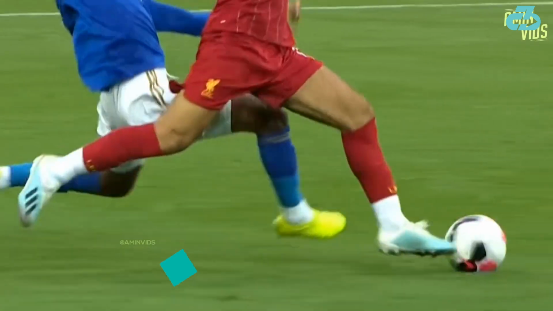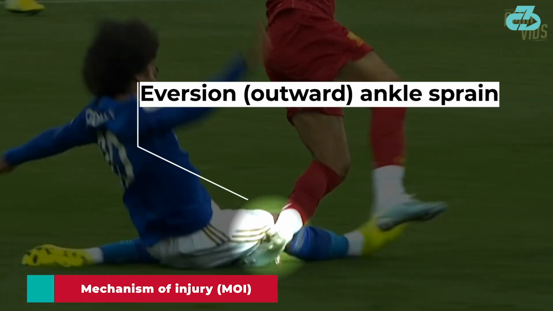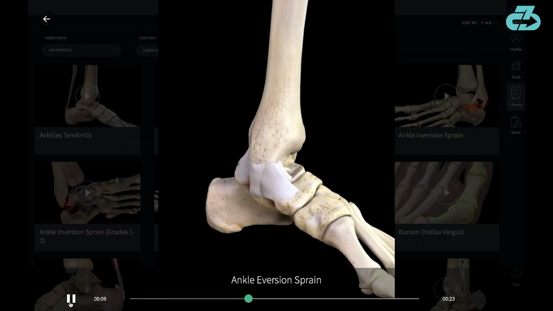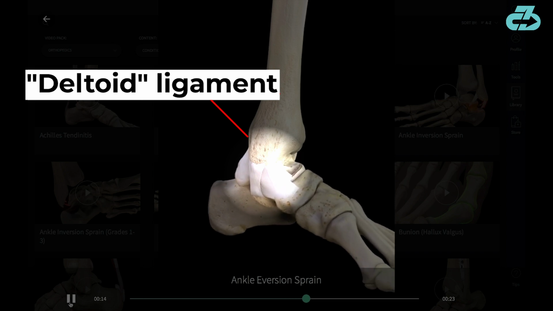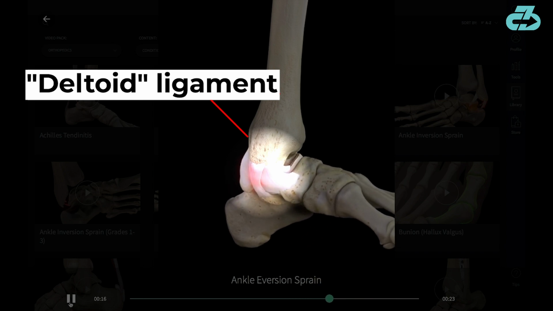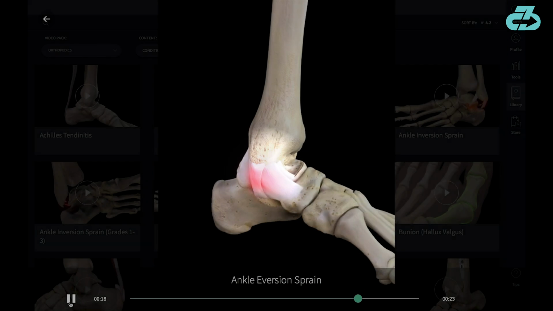An eversion or medial inner ankle sprain occurs when the ankle is forcibly turned outwards. This force stretches and damages the ligament complex on the medial side of the ankle, made up of 4 individual ligaments that are collectively known as the deltoid ligament.